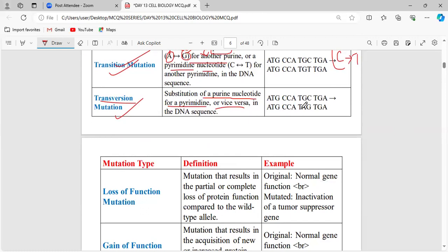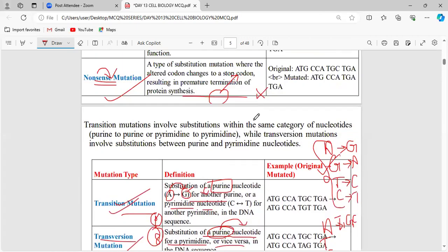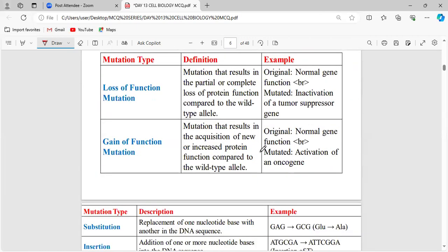But in transversion, see A, T, G, C: adenine can code for a thymine, guanine, or cytosine. All ways are possible, because here a purine nucleotide can be replaced by a purine or even a pyrimidine. A pyrimidine can be replaced by a purine or a pyrimidine. So here 8 combinations are possible in the transversion, and in the transition only 4 combinations are possible. This is the type of substitution mutation.